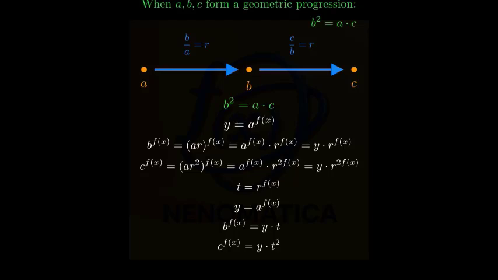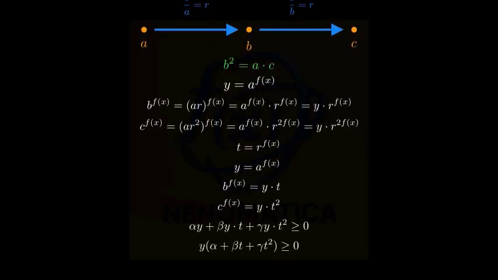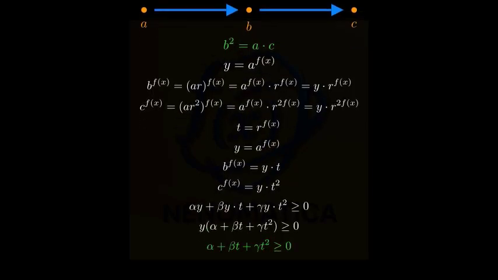Now let's substitute these values into our original inequality. We get alpha times y plus beta times y times t plus gamma times y times t squared is greater than or equal to 0. Since y is equal to a raised to the power of f of x, and a is positive, y is always positive. So we can factor out y from our inequality. This gives us y times open parenthesis alpha plus beta times t plus gamma times t squared close parenthesis is greater than or equal to 0. Since y is always positive, we can divide both sides by y. This means alpha plus beta times t plus gamma times t squared is greater than or equal to 0. This is a quadratic inequality in terms of t.